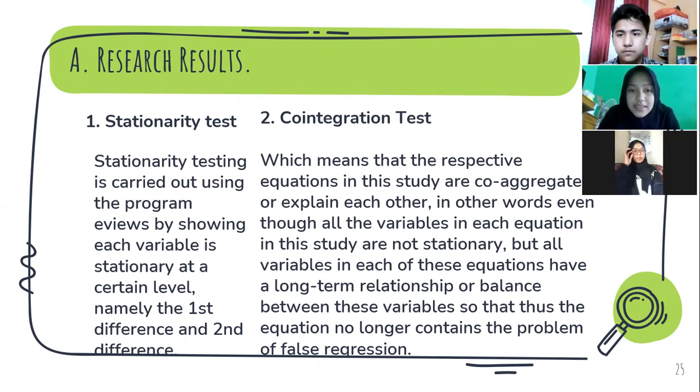2. Cointegration test, which means the equations in this study are cointegrated or explain each other. In other words, even though all the variables in each equation in this study are stationary, all variables in each equation have a long-term relationship or balance between variables, so the equations do not contain the problem of false regression. Next.